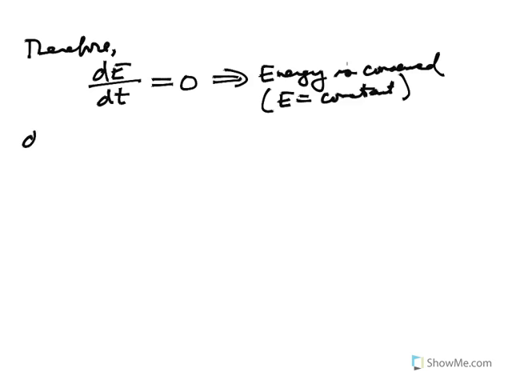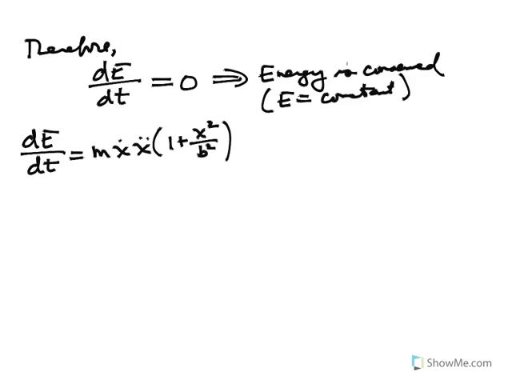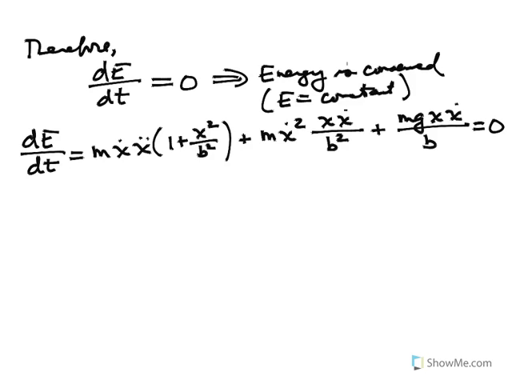So the rate of change of the total energy is equal to m x dot x double dot. Now notice these first terms are going to be the same as what we had when we computed the rate of change of the kinetic energy. Then we get plus m x dot squared, times x dot, all divided by b squared, and then the last term here is plus mg x dot all divided by b. And that has to equal 0 because the rate of change of the total energy is equal to 0.